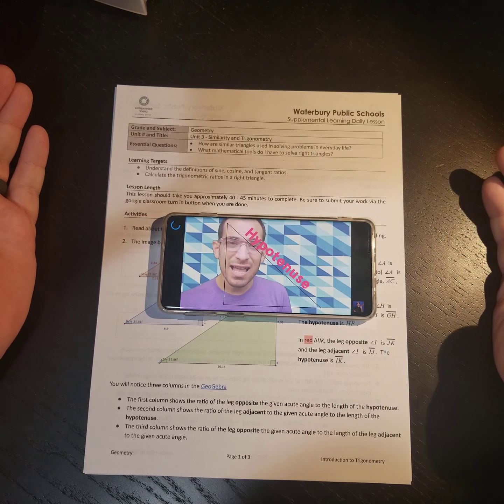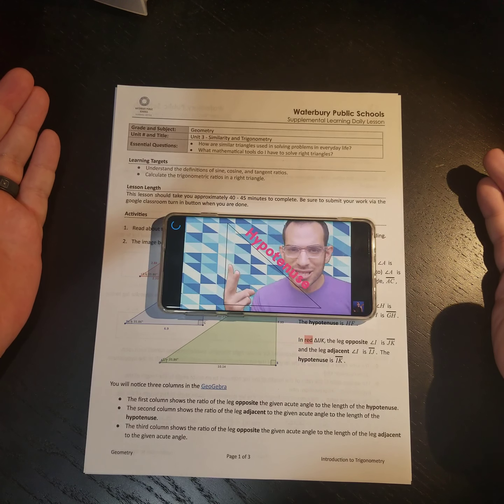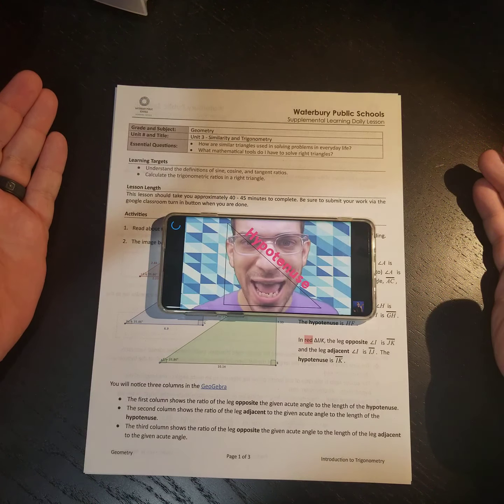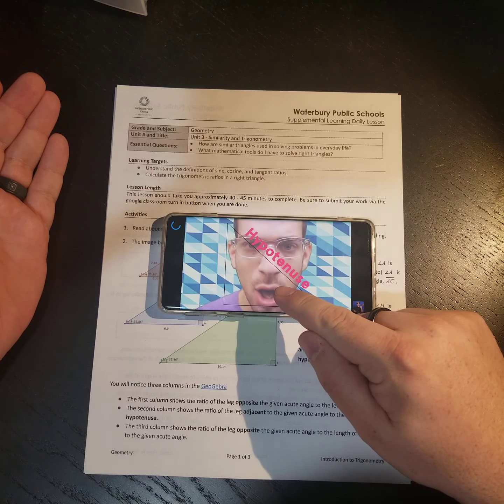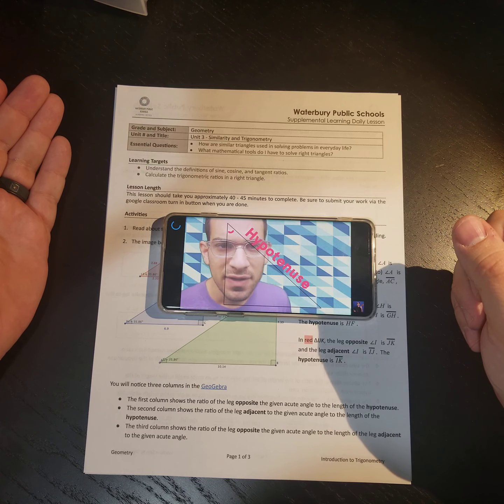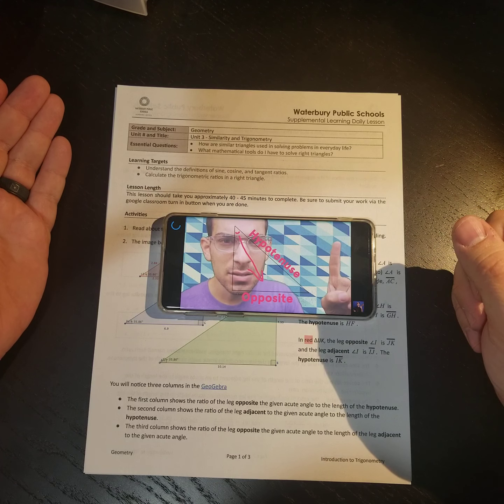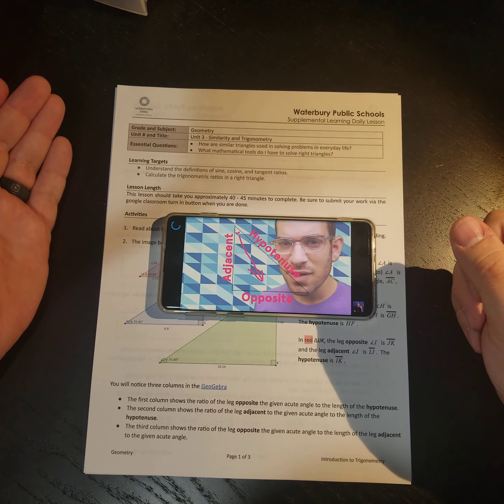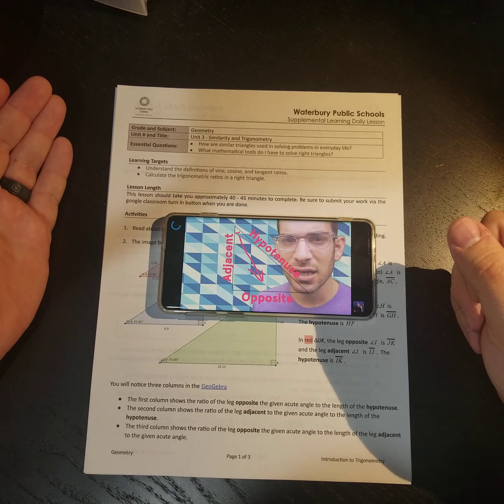The long side is the hypotenuse, and the other two sides depend on which angle you're focusing on. Pick one angle and look. There's one side that's the opposite. You can clearly see that there's also an adjacent side.